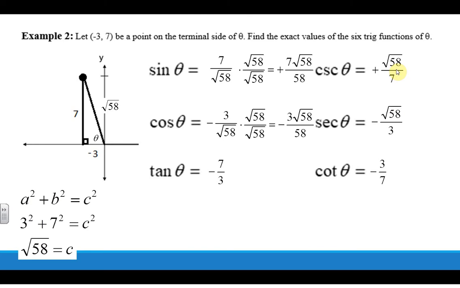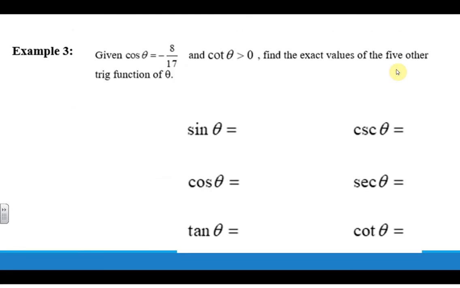We are masters. Now this is a different type of situation. They give you a trig ratio. They tell you that cosine of theta is negative 8/17, and cotangent is greater than 0, which means positive. We got a lot of information.